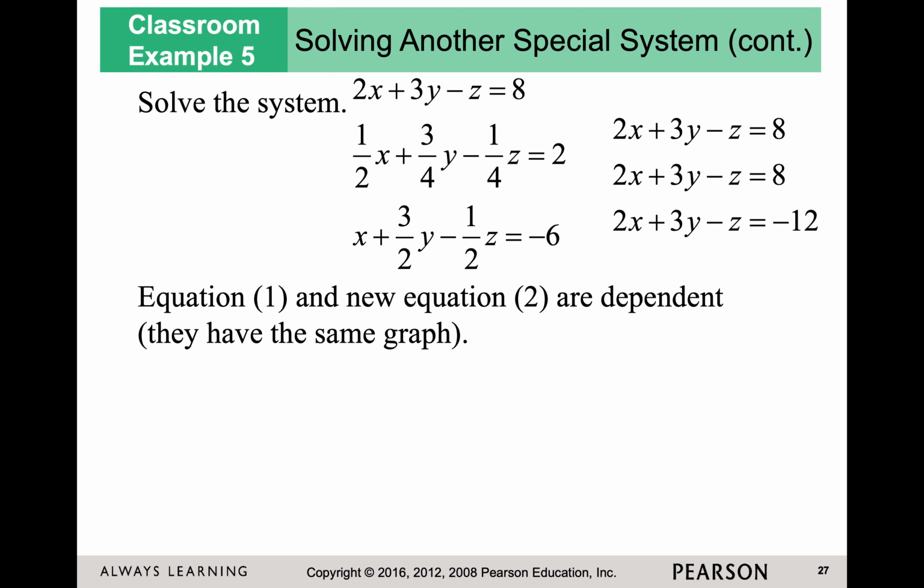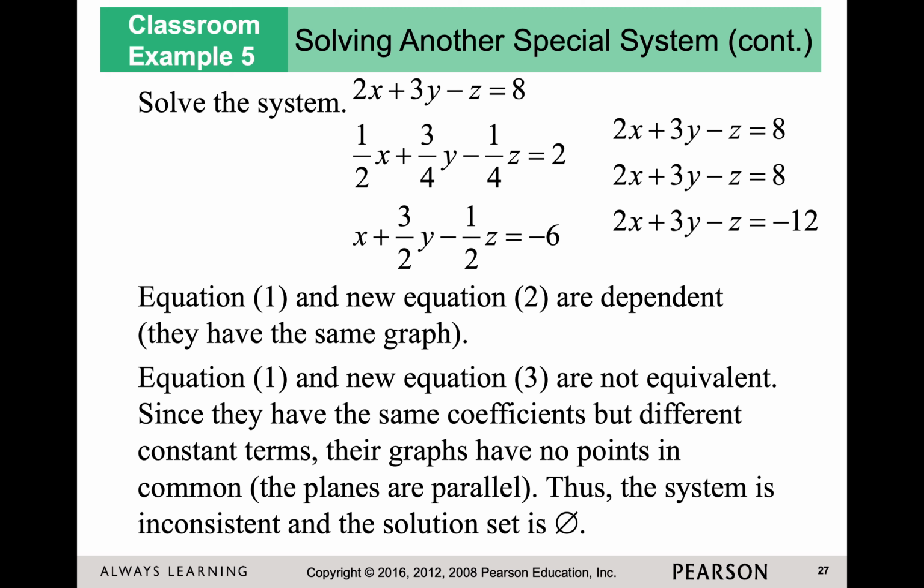So what does that actually mean? Equation 1 and equation 2 are the same, so they have the same graph. Equation 3 is not the same because I have negative 12 instead of 8. So once again, I have no solution.